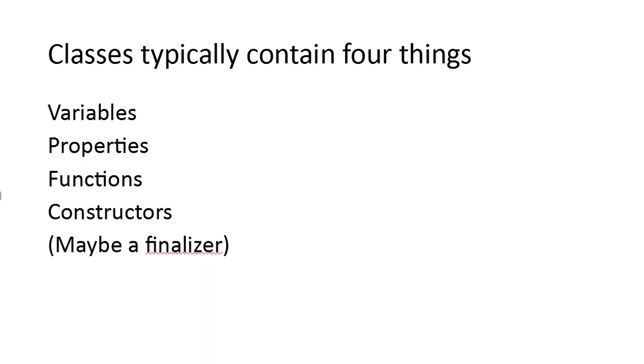The only reason you would write a finalizer is if that object has some resource that it needs to release prior to being destroyed by the garbage collector. We're going to get to finalizers later. And then I have a whole video on properties. Properties are kind of getters and setters. They're related to that.